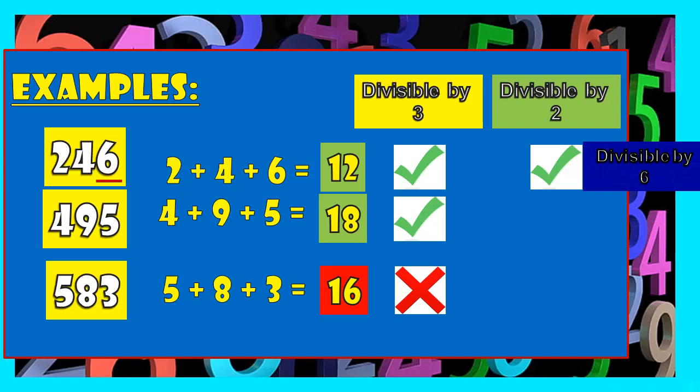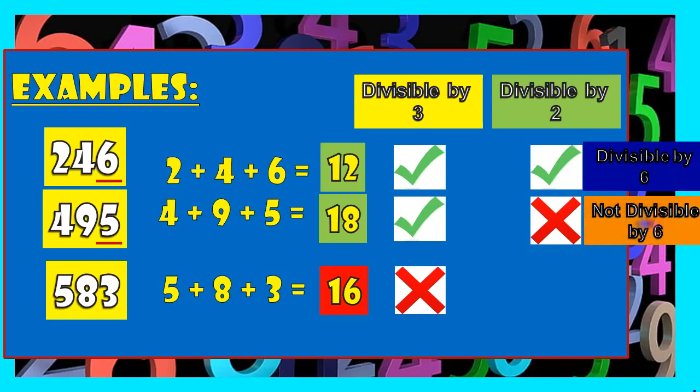How about 495? 495 is already divisible by 3. Now, how about divisible by 2? Is it divisible by 2? No, it is not divisible by 2 because the last digit is not an even number. So, therefore, it is not divisible by 6 because it is not divisible by 2; one of the two conditions is not followed.